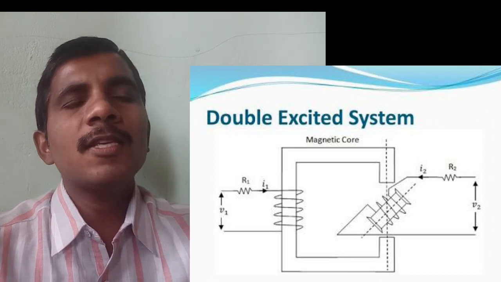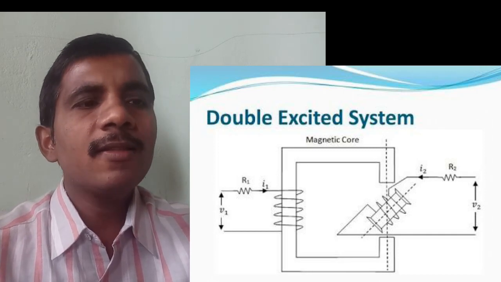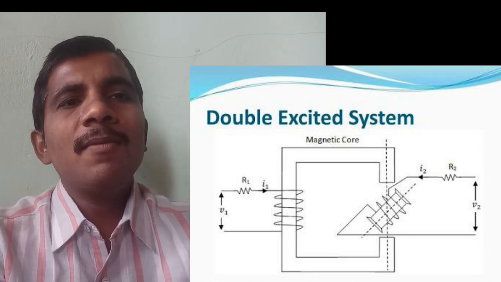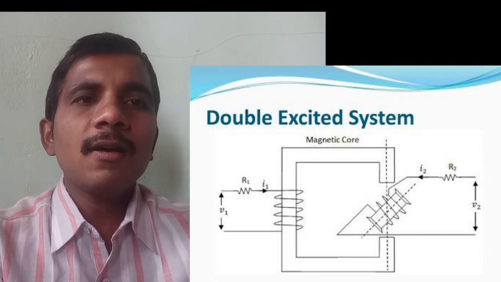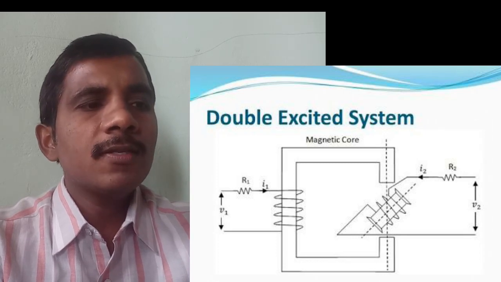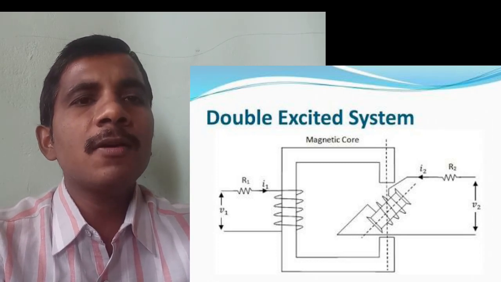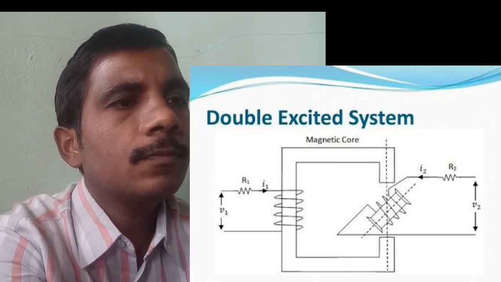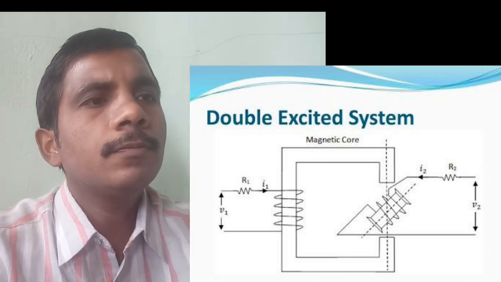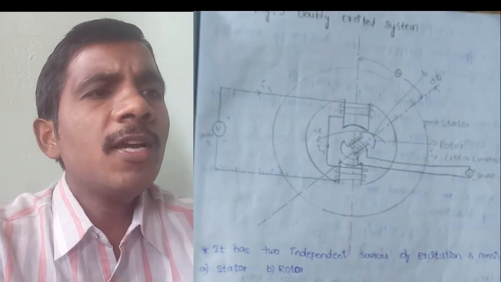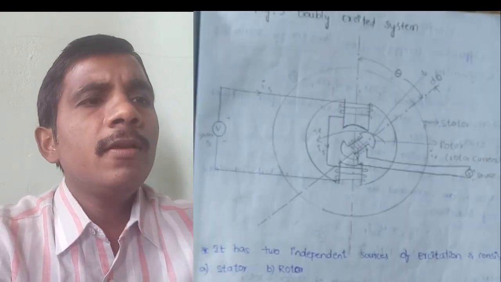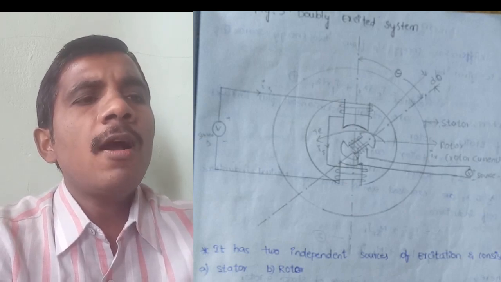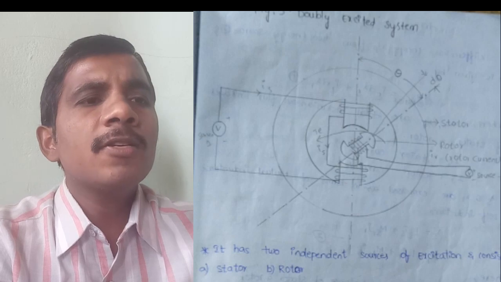If it is a generator, we take the supply from the armature. A synchronous machine is a doubly excited machine. Loudspeakers are also doubly excited. Let us consider a doubly excited system to explain. The figure shows a doubly excited system. The field winding is excited from a separate source 1 and the armature is excited from a separate source 2.